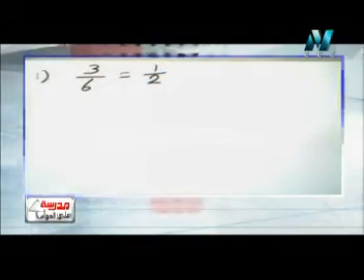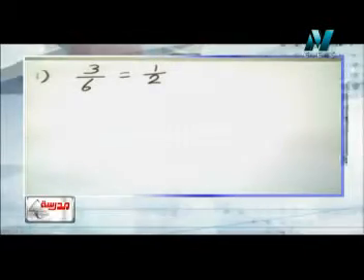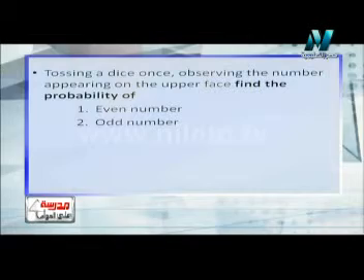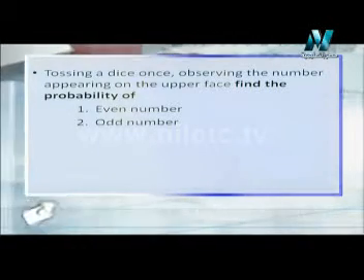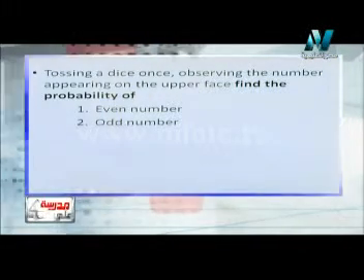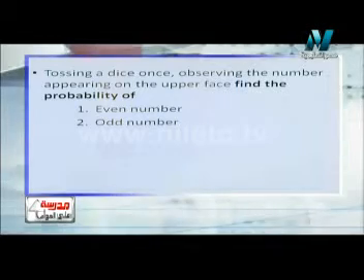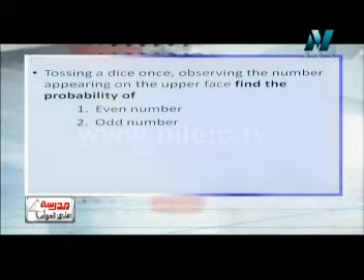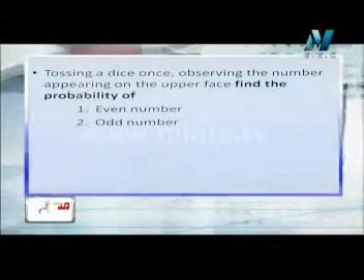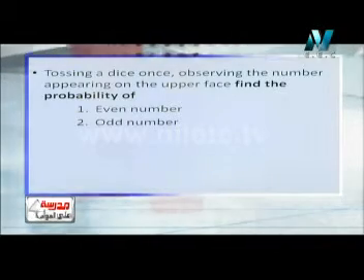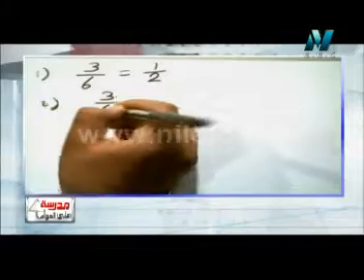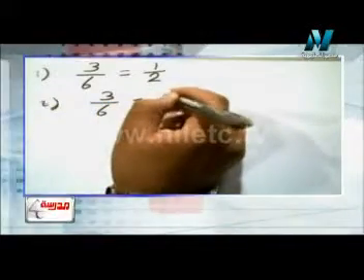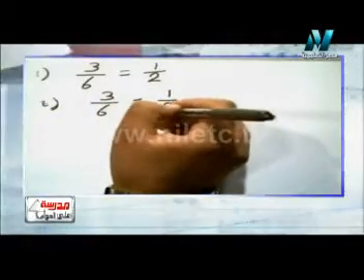The second question, odd number. How many odd numbers on a die? The odd numbers on a die are 1, 3, and 5. Then 3 numbers. The probability of an odd number is 3 over 6 equals 1 over 2.